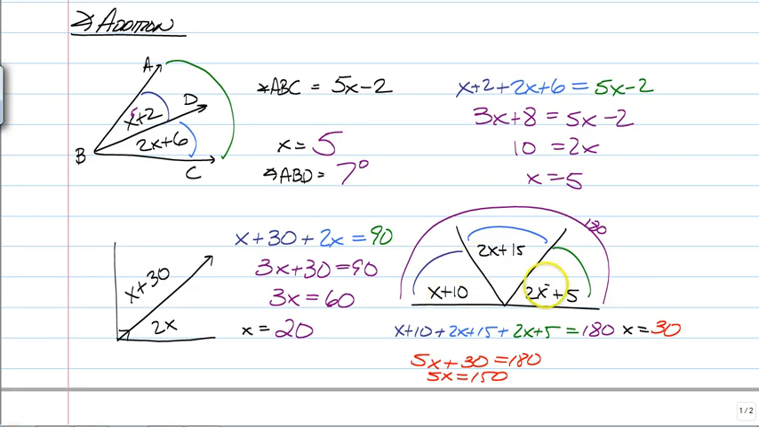This is three different angles that make up a straight line, which is known as a straight angle, which is 180 degrees. So all you had to do is add up the three angles, set it equal to 180 degrees, and solve for x, and you get 30, and you're good to go. All right?